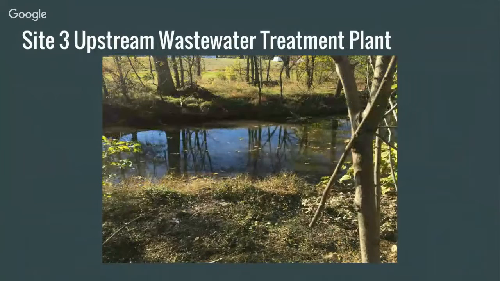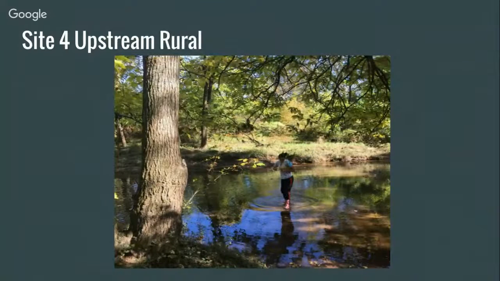This is Site 3, upstream of the wastewater treatment plant. It was slightly shaded and had a vegetated, muddy bank. This is Site 4, upstream rural. It was shaded, had a vegetated bank, and a rocky, muddy stream bed.